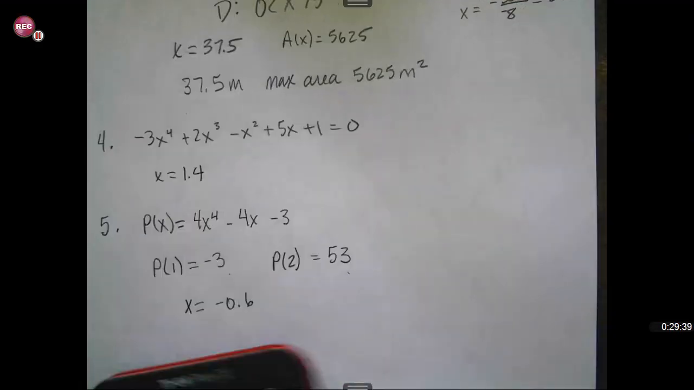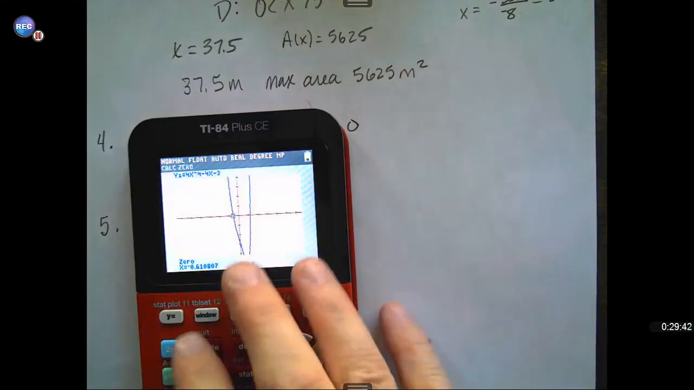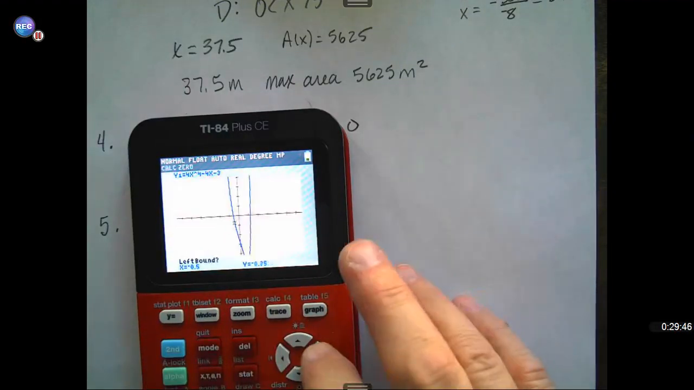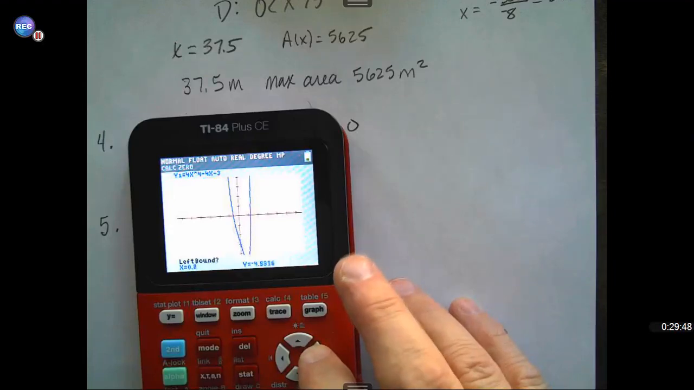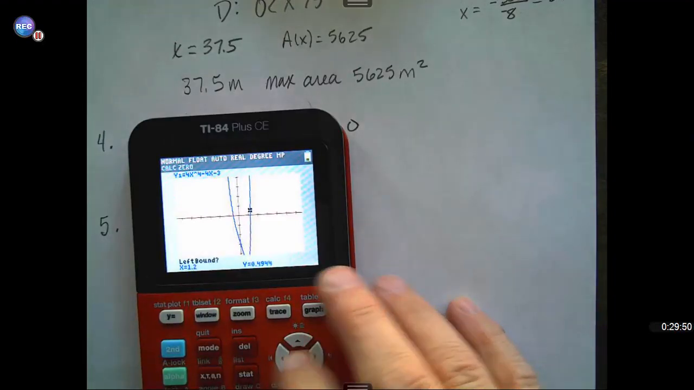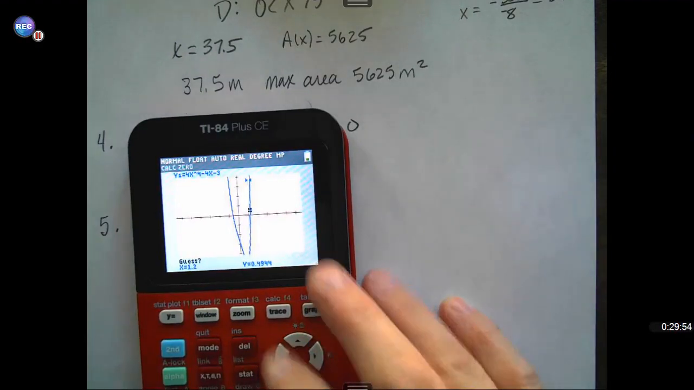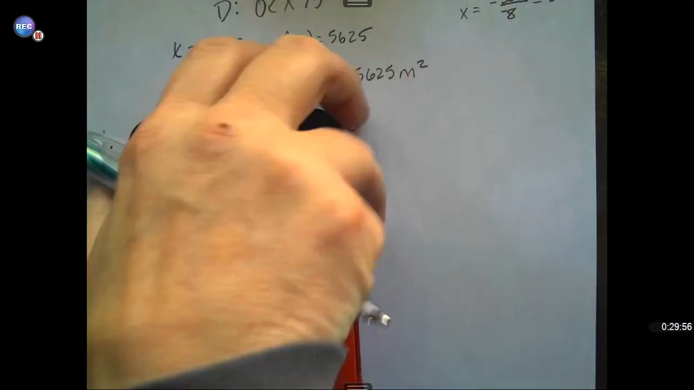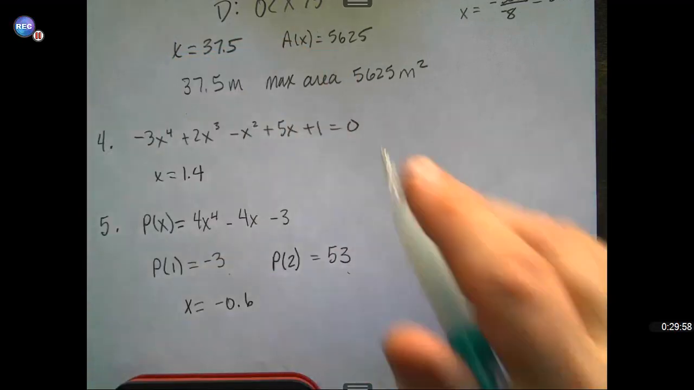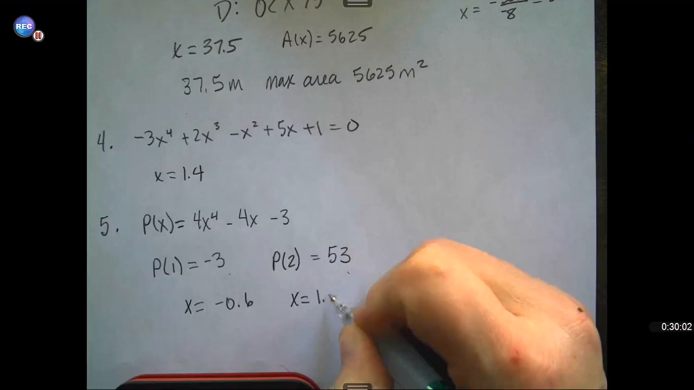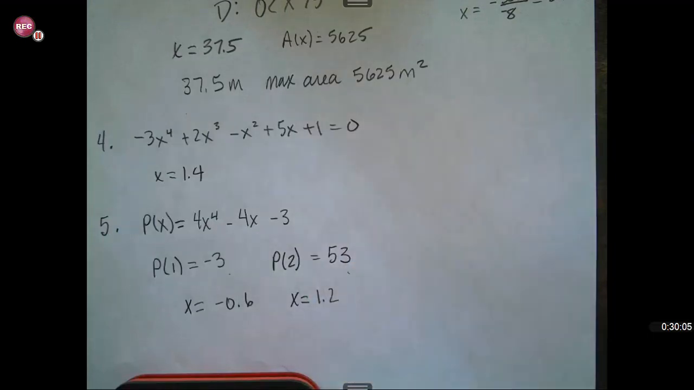And then to find the other root, same thing, second trace, calculate the 0. This time my left bound is going to be below the axis. My right bound is going to be above, and give it a guess, and it's telling me x equals 1.17, so that would be 1.2. Okay.